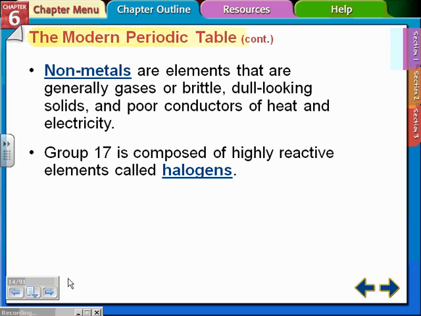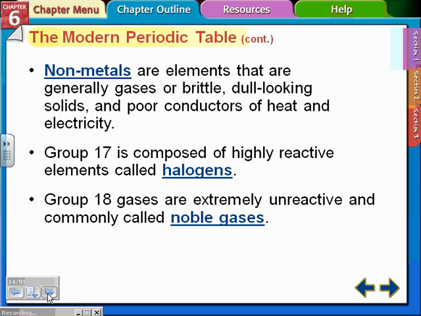Group 17 is one of the groups of nonmetals that has a lot in common. They are highly reactive. They're the most reactive of the nonmetals, and they're called the halogens. Group 18 elements are very unreactive because they have a full set of valence electrons, or outermost electrons. They're very stable and they're called the noble gases.